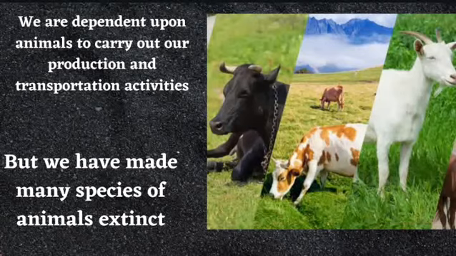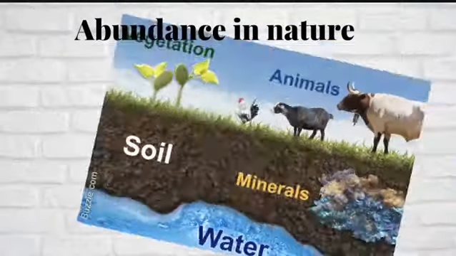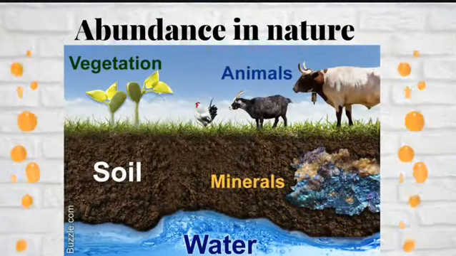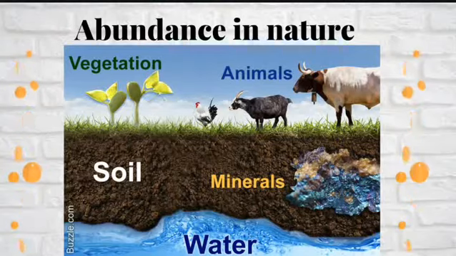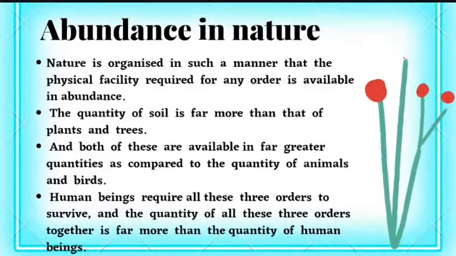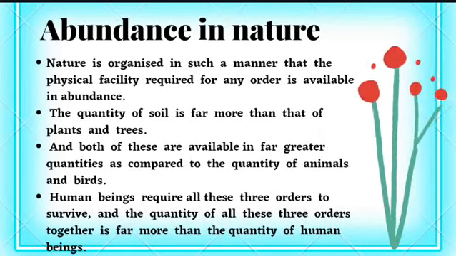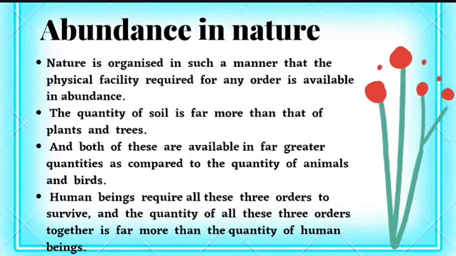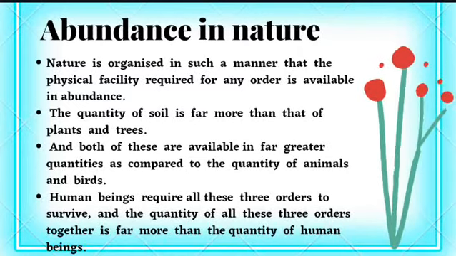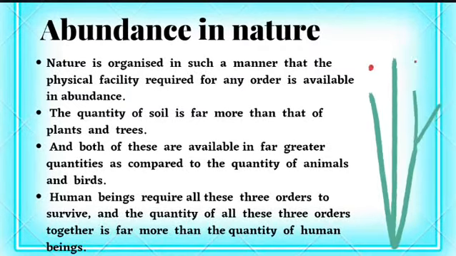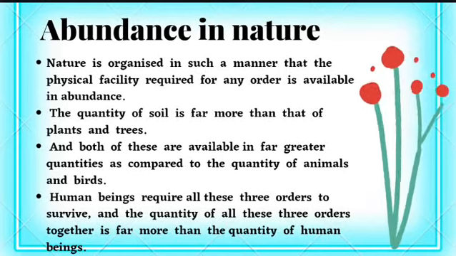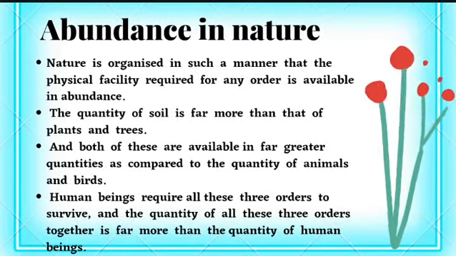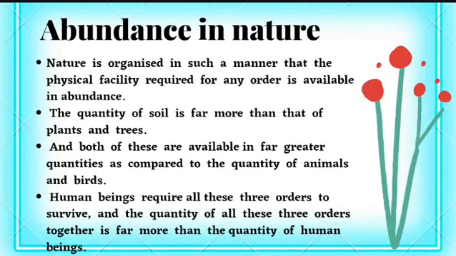Is the reason shortage of resources? Let's have a look at the resources available to us. Abundance in nature. You know, our nature has a very well organized structure. Our nature is organized in such a manner that the physical facility required for any order is available in abundance. The quantity of soil is far more than that of plants and trees, and both of these are available in far greater quantities as compared to the quantity of animals and birds.